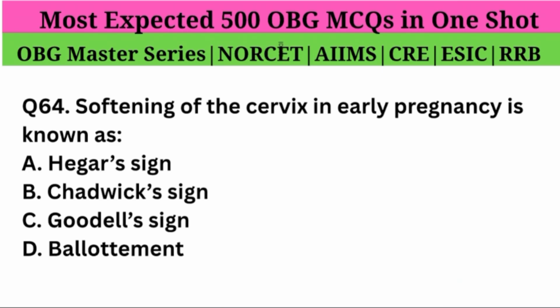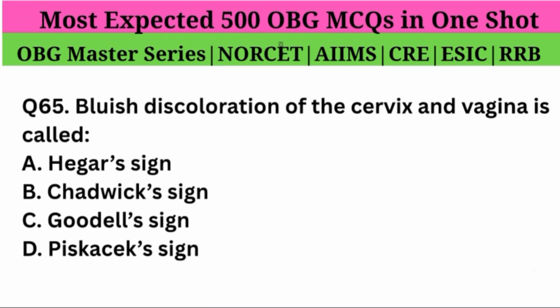Next question, softening of the cervix in early pregnancy is known as. Your correct option is option C, Goodell's sign. Next question, bluish discoloration of the cervix and vagina is called. Your correct option is option B, Chadwick's sign.